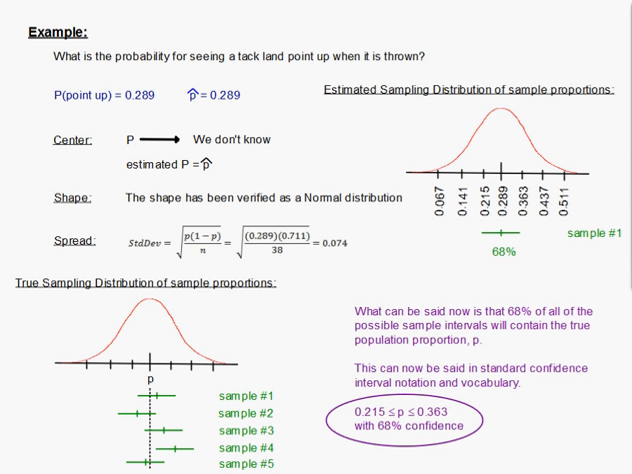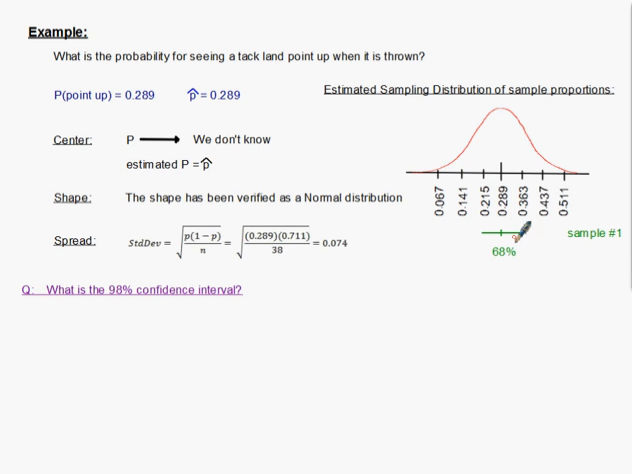So what we might want is a question about a 98% confidence interval. That would be much more confident, which means we're going to have an interval that's probably going to be something like this, because it needs to contain 98% of all possible sample proportions. We need the lower and upper bound, which will be the bounds of our confidence interval.